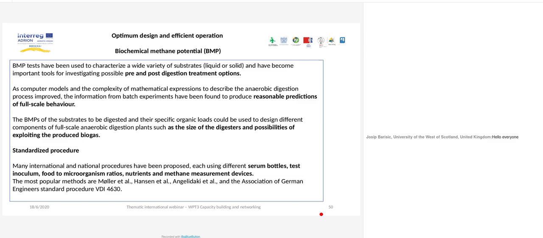The whole procedure is based on some standards. Many international and national procedures have been proposed, each one using different serum bottles, test inocula, food to microorganism ratios, nutrients, and methane measurement devices. The most popular methods are from Müller, from Hansen, Angelidaki, and the Association of German Engineers standard procedure, the VDI.